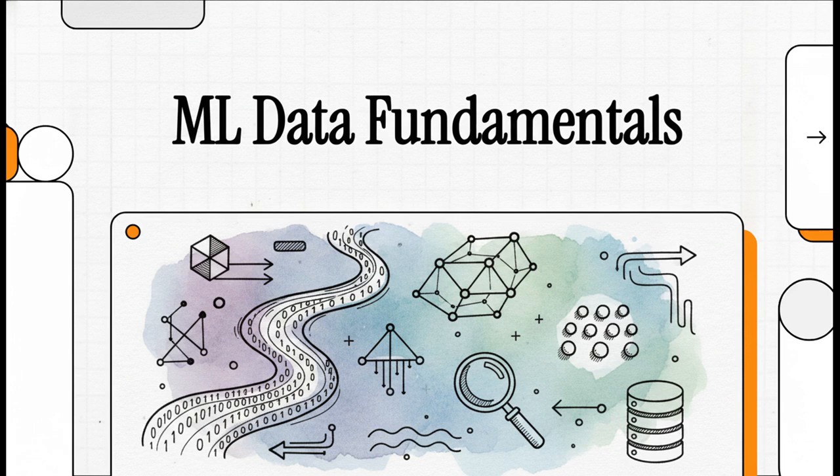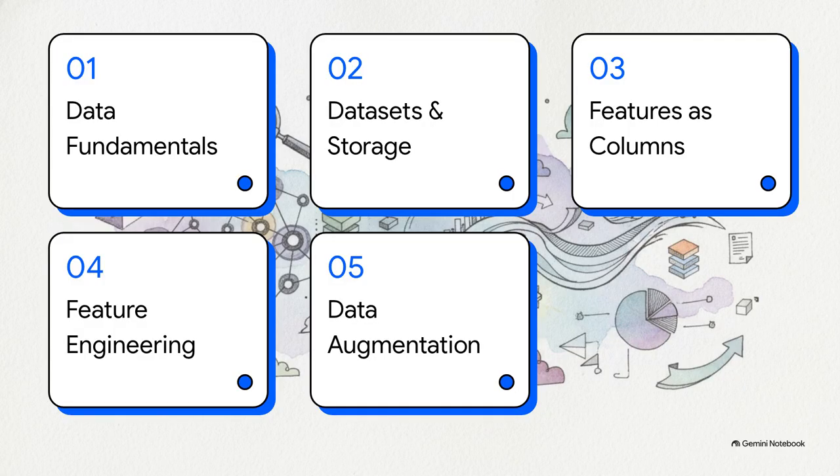Today, we're strictly focusing on Chapter 2 of the guide, which means we are looking entirely at data terminology. No repeating the basics from last time. Let's jump right in. Here is a quick look at our agenda for today as we dive into this foundational data layer. We'll start with data fundamentals, move into data sets and storage, look at features as columns, talk about feature engineering, and wrap up with data augmentation.